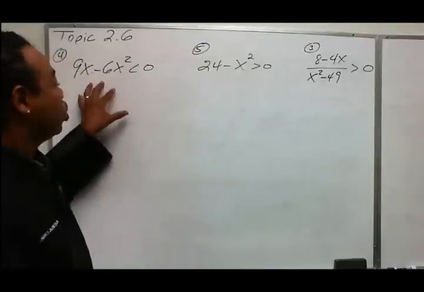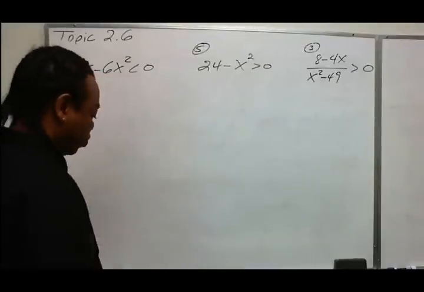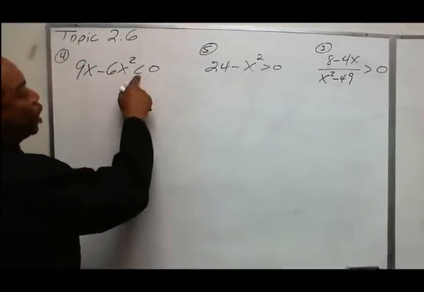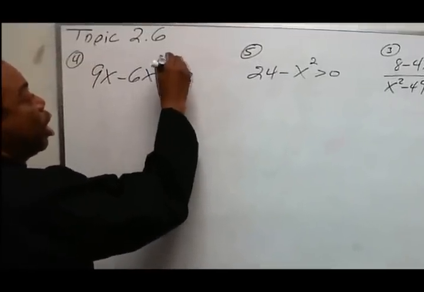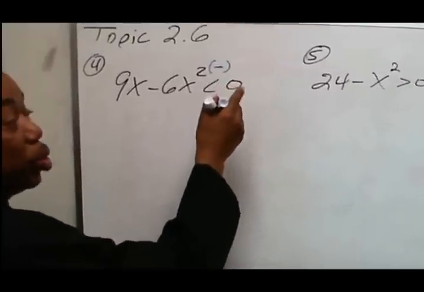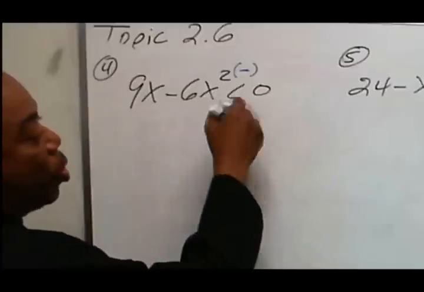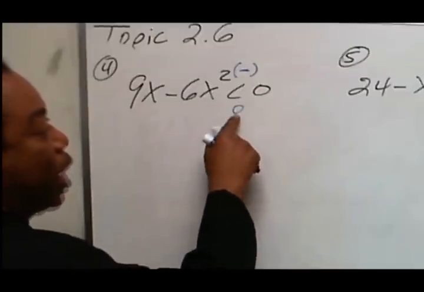2.6. Solving nonlinear inequalities. On this problem here, first, since this expression is less than 0, at the end I'll be looking for negative solutions. Less than 0 means negative solutions. Then there's no equal here, so all the points that we'll get out of this will be open.